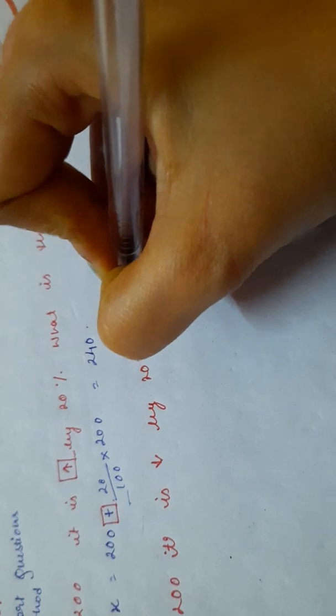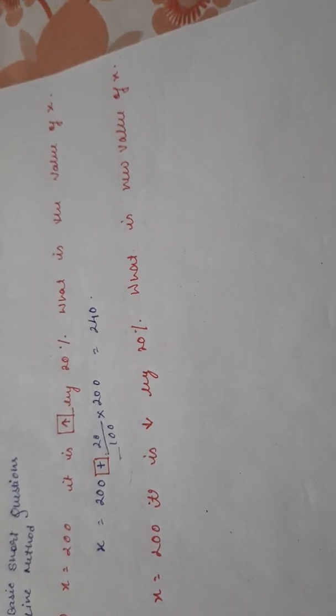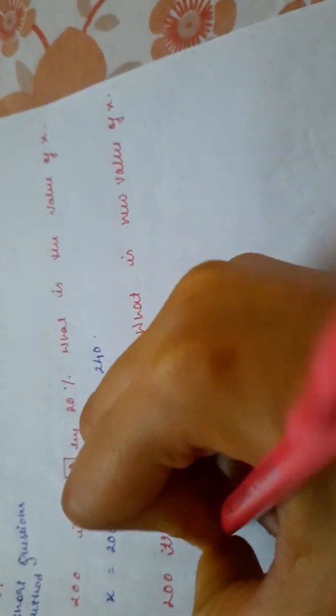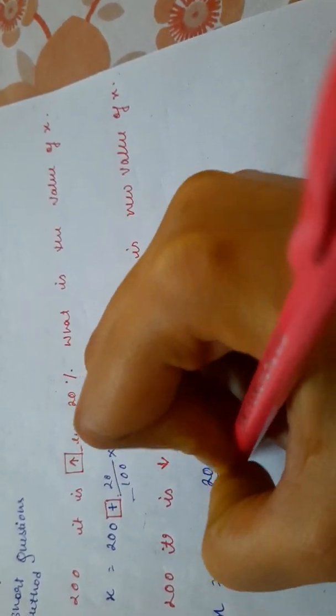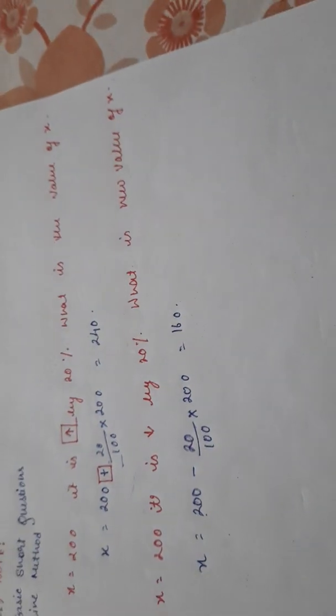Next, x is equal to 200. It is depreciated or decreased by 20%. So what is the new value of x? So here what will we do? x is equal to 200 minus 20 by 100 into 200, which is equal to 160. That is my answer.